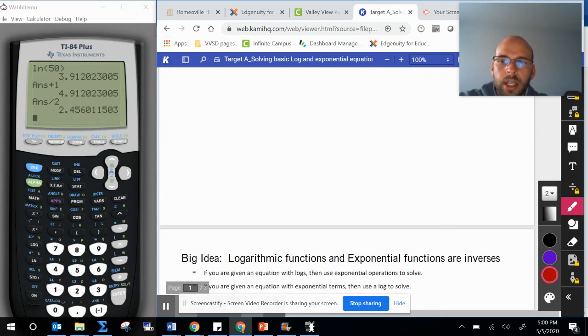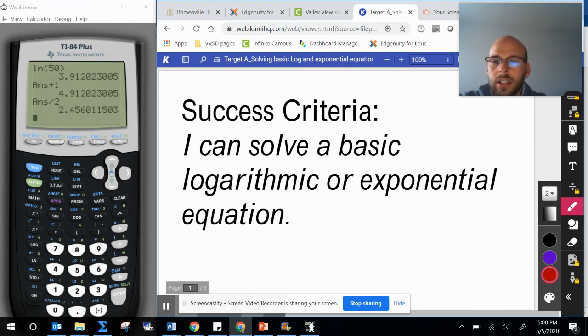Okay, I hope this helps. Again, our success criteria is to solve basic logarithmic or exponential equations. There'll be an assignment for you to do on Google Classroom. Please let me know if you have any questions.